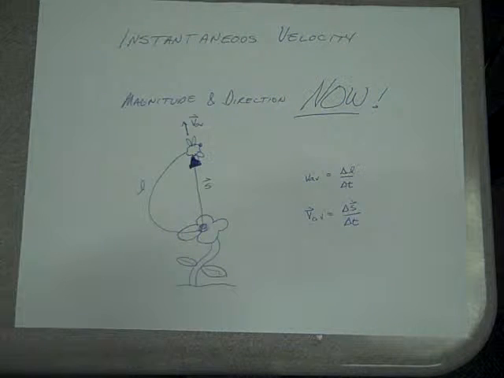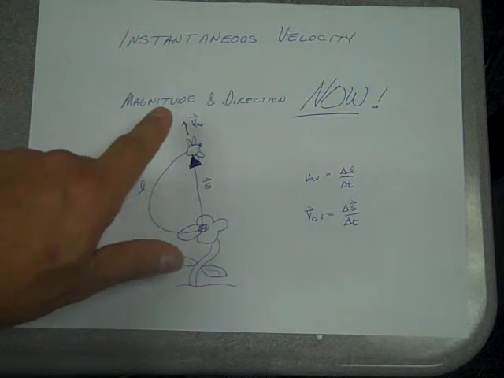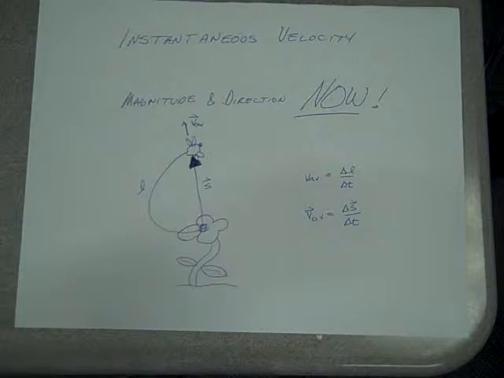Alright, so today we're going to continue our discussion into velocity. And instead of talking about an average velocity, we want to talk about the velocity right now. We want to talk about instantaneous velocity. And again, velocity is a vector, so it's magnitude and direction, and it's what's happening right now.